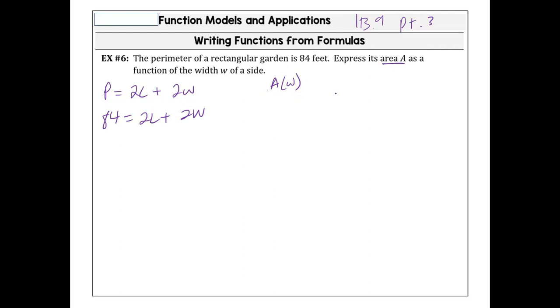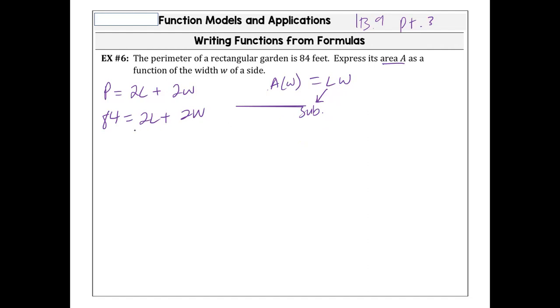How do you find the area of a rectangle? Exactly. Area is length times width. We don't want length at all involved. We want it in terms of W. So we have to find something to substitute in for L so that it's only in terms of W.